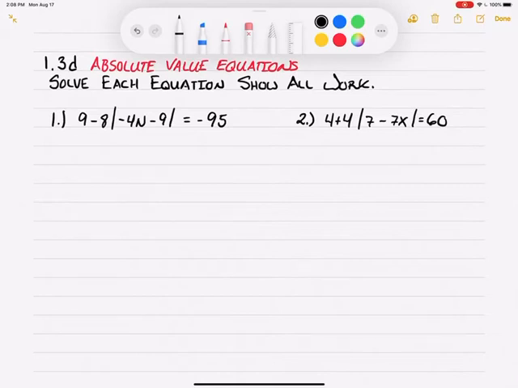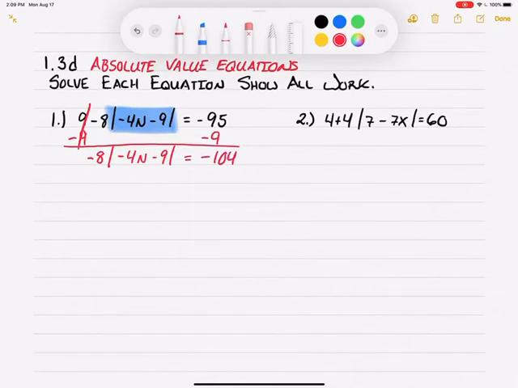it equals negative 95. So the first thing that I'm going to do here is move everything away from this absolute value. Okay, so I need to move the 9 and the negative 8. I'm going to start off by subtracting 9 from both sides. The 9's will cancel. I have negative 8 times the absolute value of negative 4n minus 9 is equal to negative 104.